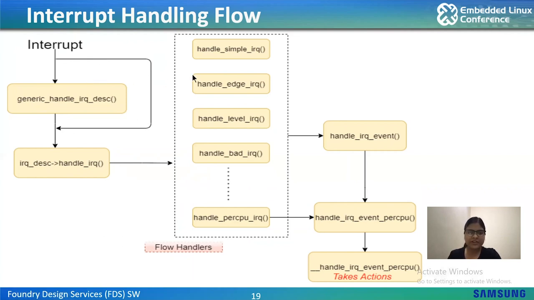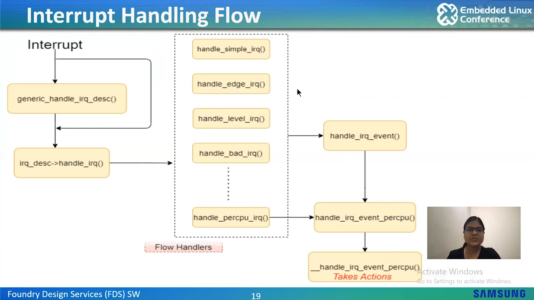Based on different types of trigger levels for interrupts, different actions may need to be taken in each case. The high-level IRQ flow handlers provide the predefined approach to deal with the hardware interrupts. These flow handlers are assigned to the interrupt descriptor during device initialization or at boot time. A few of these IRQ flow handlers are handle simple IRQ, which will handle the simple and software IRQ. We do not track the counts of interrupts for these IRQs. Then handle level IRQ is to handle level triggered interrupts.